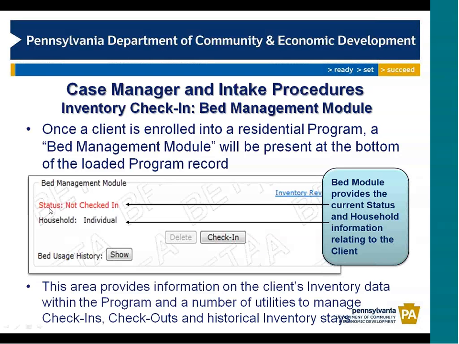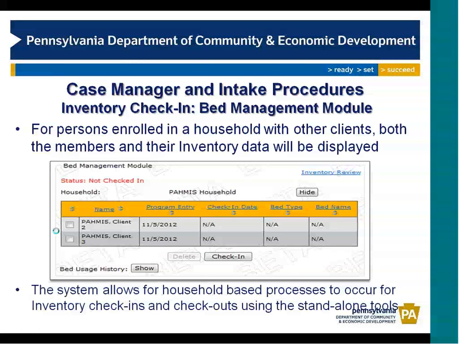Basically, every person will have a couple different statuses. They'll be not checked in, which means they're not in inventory, or their status could be checked in, which means they are currently in inventory. Now, along with all the other processes, the system also shows household information inside this bed management module. So anybody that's checked into a residential program with a household, it'll show the household name along with all the household information by default. It'll show their names, and if they're in inventory, it'll show their inventory information as well, because, as I'll show you, it allows household-based check-ins and check-outs.